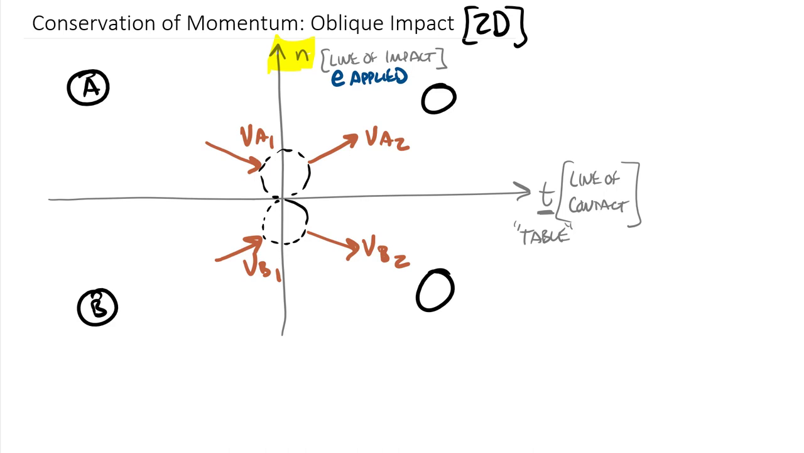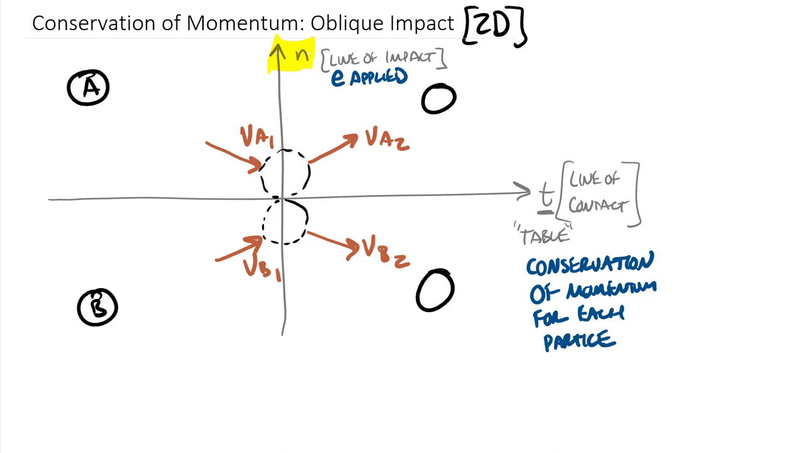Basically in this T direction, we're going to have a conservation of momentum for each particle. What that means is that the masses don't change, and you're going to have the same velocity coming in. If I break this VB1 into components, we could say that VB1 sub T and over here VB2 sub T are going to be equal. So it's a conservation of momentum for each particle in that T direction.